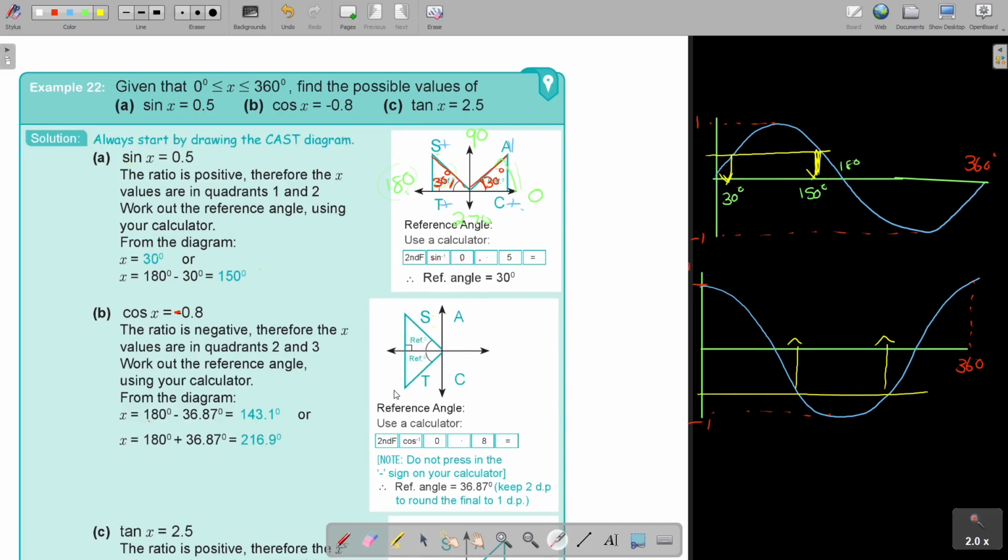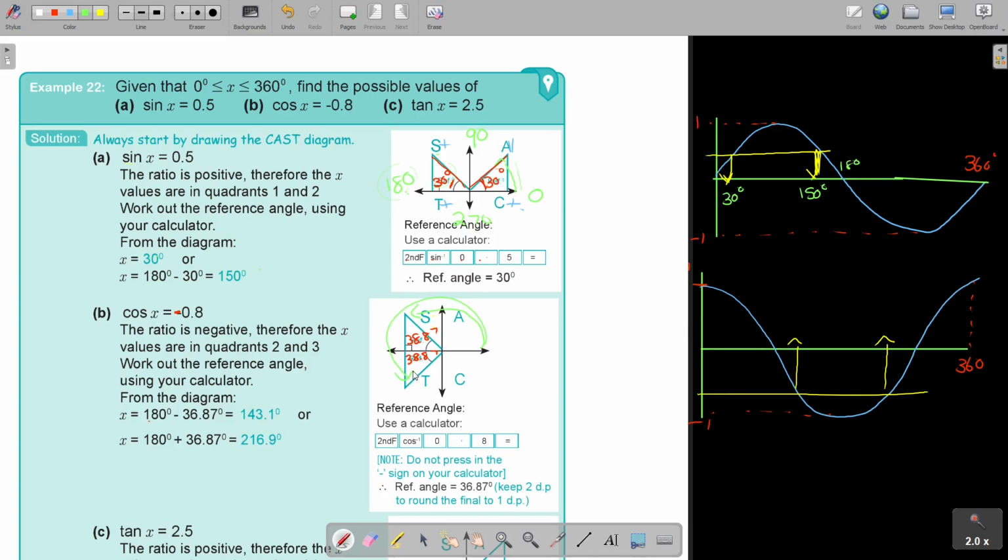Then again, I find my reference angle. Now, very, very, very important: don't press that negative in. Then you will only get one answer. Just press on your calculator, Shift cos 0.8 without the negative, equals. And you now get 36.87. I write it to 2 decimals because my final answer must be 1 decimal. So this is 36.87, and this is 36.87. And now again, remember, I want this angle and I want this angle.